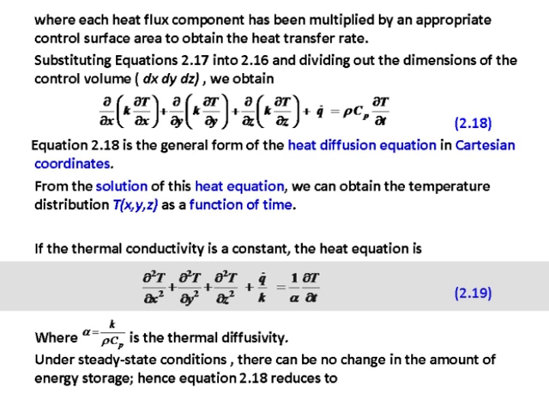Because alpha equal to k by rho c p. Rho c p was sitting here and I divided it by k. So, I got k by rho c p, that is 1 upon alpha del T by del t.